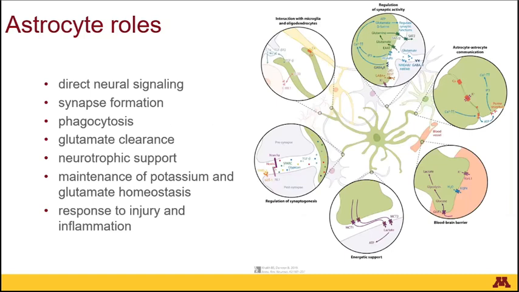Okay, so astrocytes are a really cool cell type. They do a lot. They are part of the tripartite synapse, so they regulate synaptic activity. They're also part of the blood-brain barrier. They're involved in synapse formation and phagocytosis, as well as energetic support. They clear glutamate from synapses and they maintain potassium and glutamate homeostasis. They also interact and communicate with other glial cells, and they respond to injury and inflammation.